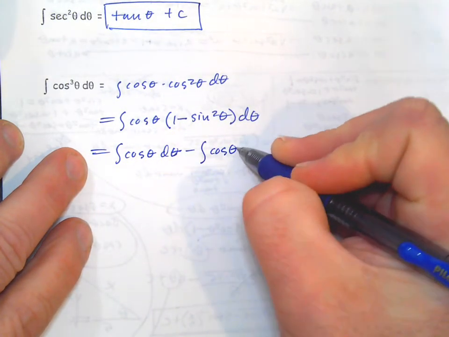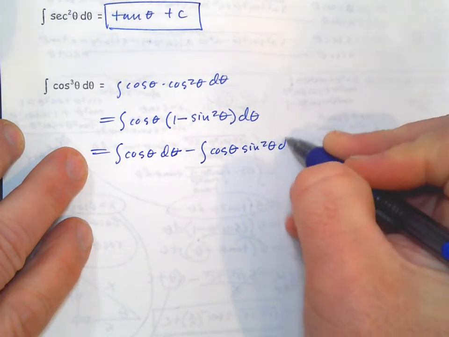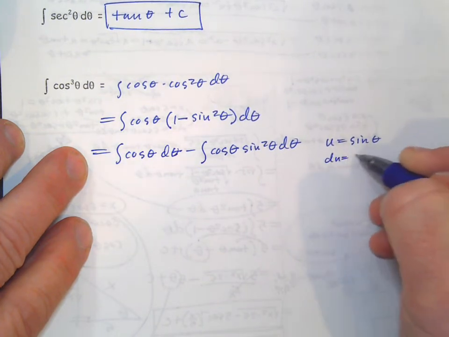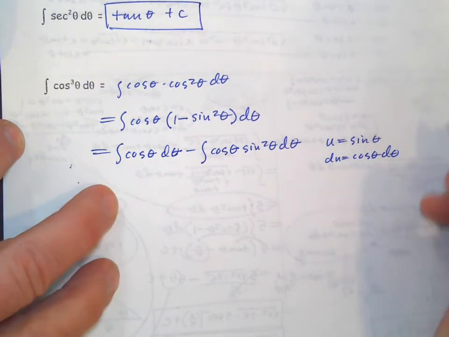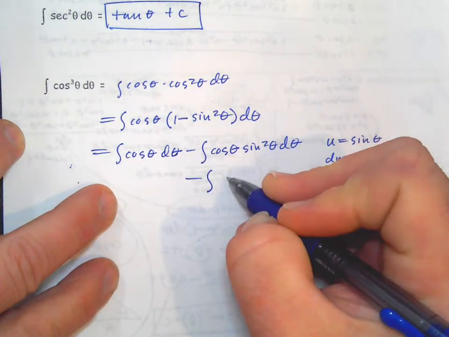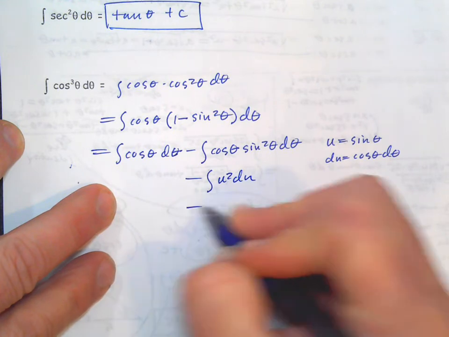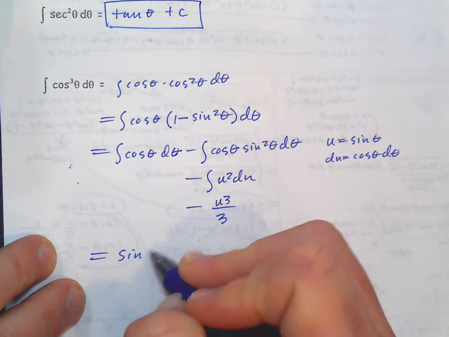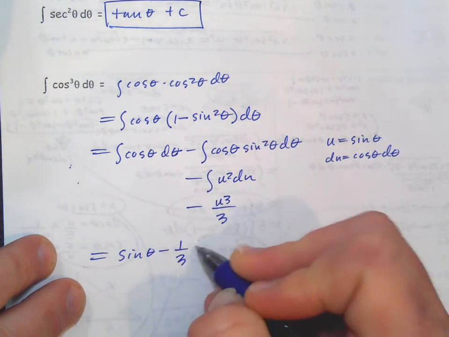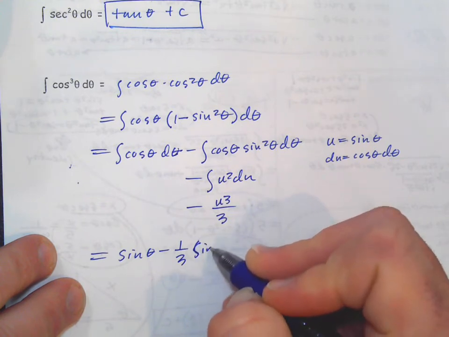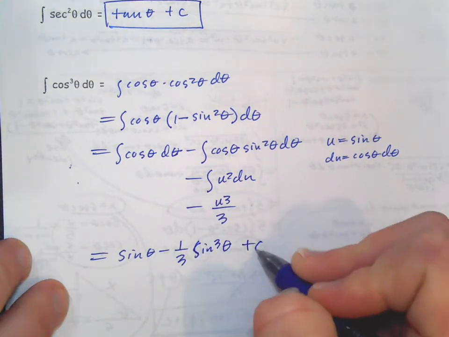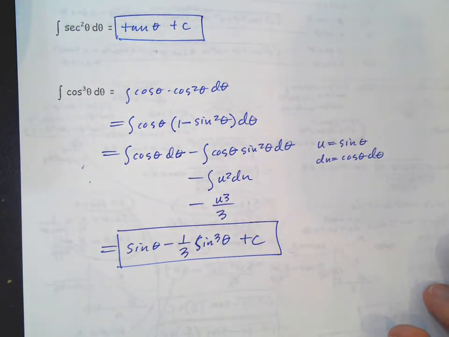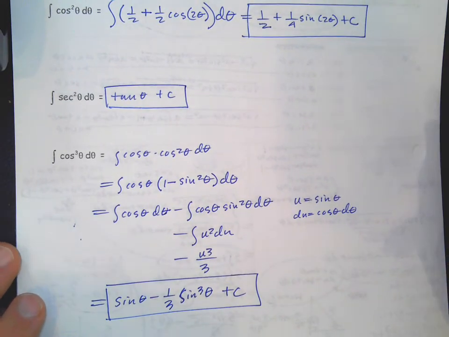And then you get cosine times sine squared, and this one we could use u substitution on now. We could say u equals sine theta, du equals cosine theta d theta. So this one will be u squared du, u cubed over 3. So our final answer would be sine theta minus 1/3 sine cubed theta plus c. So this isn't trig substitution stuff on the back. This is just some ideas to consider when you go to try and integrate.